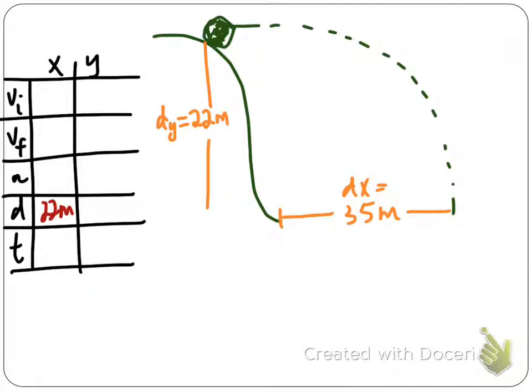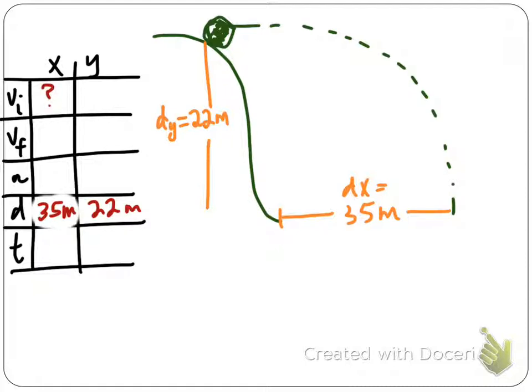And our d... Uh-oh. 35. I messed it up. X is 35. Okay, so dx is 35 and dy is 22. That's what we have to start with. Okay, we know some other information. So do we know the initial velocity in the x direction? Yes. What is it? No, that's our unknown.